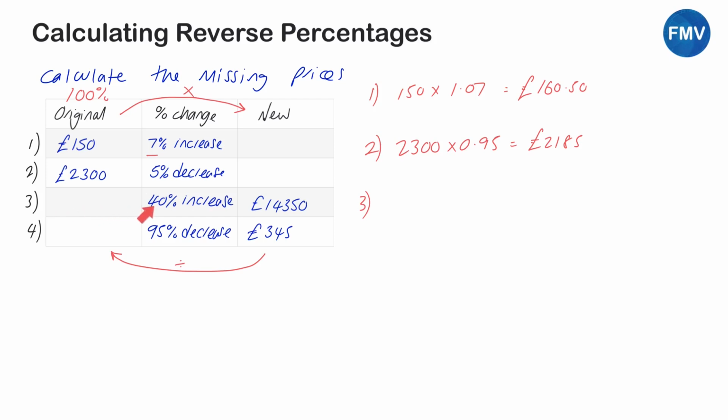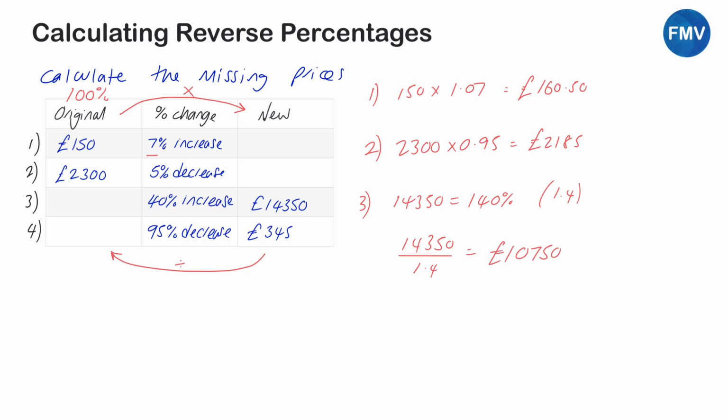Question number 3, we haven't got an original price. So after a 40% increase, we get 14,350. So that 14,350 is worth 140%. So the multiplier was 1.4. So we need to know that 14,350 is worth 140%. As I said, 1.4 as a multiplier. In this case, we're going from the new to the original, so we're dividing by that. So we have 14,350 divided by 1.4. That gives us £10,750. So the original price before the increase was 10,750.